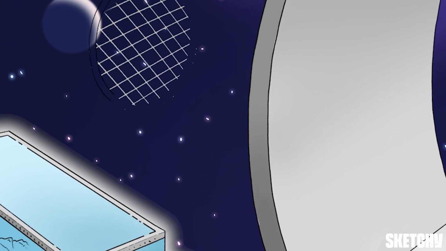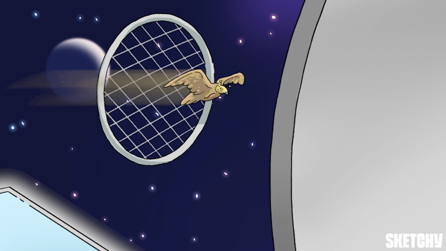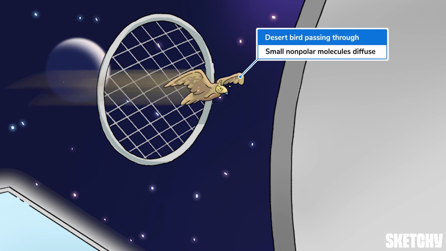Molecules that are either small or nonpolar, or both, can diffuse straight through the membrane to enter or exit a cell. Like this nonpolar desert bird that's small enough to fit through that netting to pass in and out of the spaceship. Some examples of molecules that can diffuse include water and hormones.